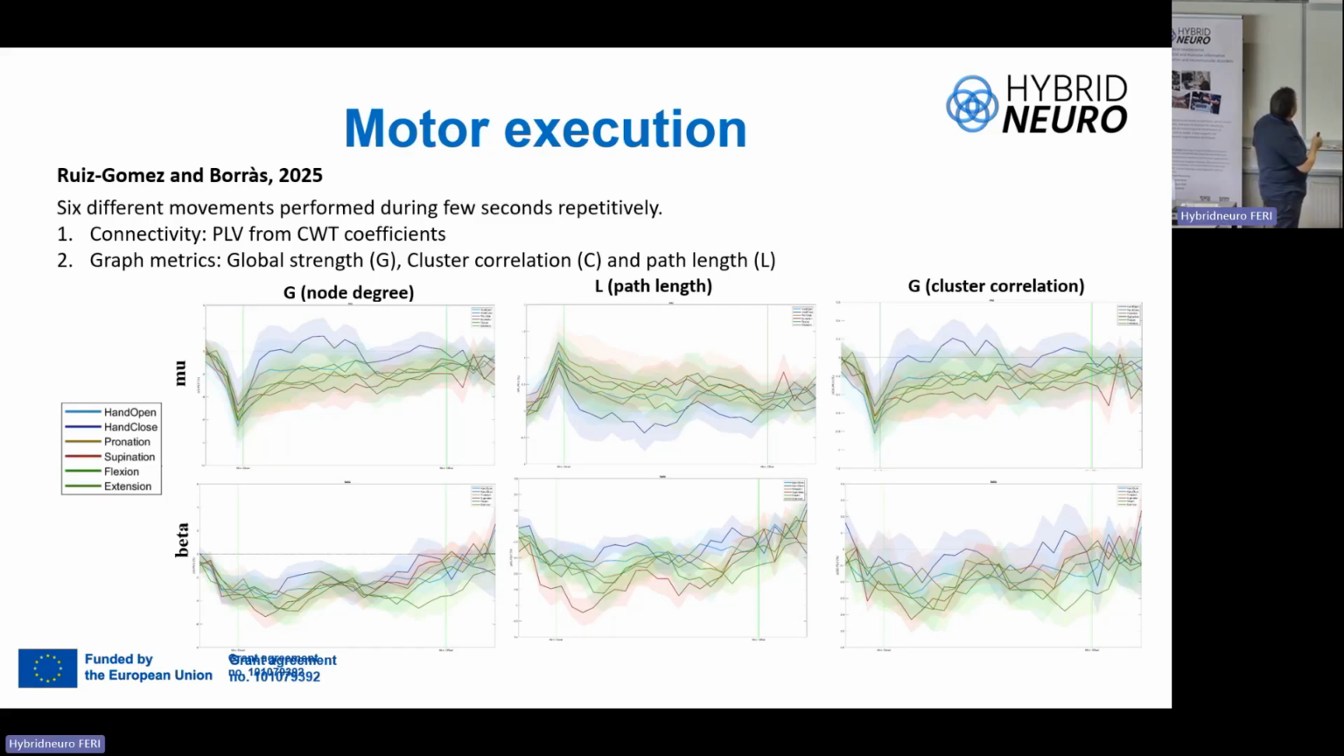So in this case, we observe the node degree or global strength, path length, and cluster coefficient. At the onset of the movement, the decrease of the connectivity is very clear in the mu band, and also in the beta band it is consistent along the movement. This is the offset, the end of the movement, in a motor execution, not motor imagery. The global strength decreases, the path length increases because it's more difficult to reach one electrode from another. And the cluster coefficient decreases because the segregation is lower.